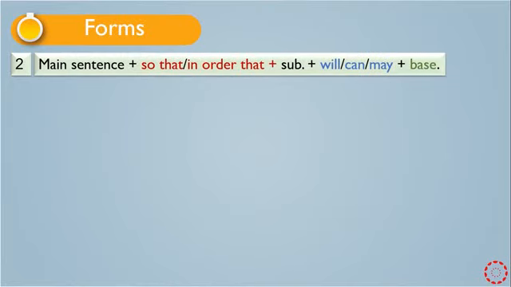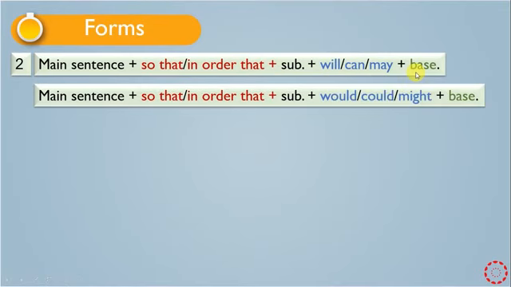Another form for expressing purpose: we have so that and in order that. We have the main sentence at the beginning, and then we have so that or in order that, and then we have subject, will, can, may, and then we have base. We may have this case, or we can say we have another form with so that and in order that.